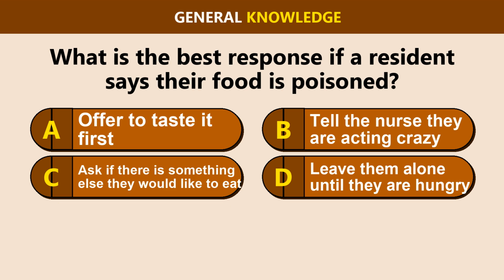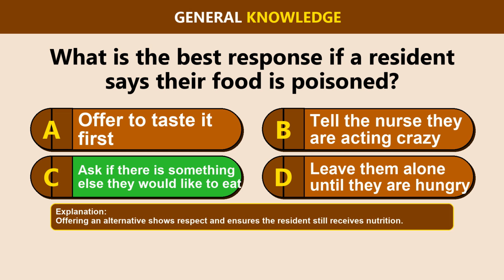Question 9. What is the best response if a resident says their food is poisoned? Option A. Offer to taste it first. Option B. Tell the nurse they are acting crazy. Option C. Ask if there is something else they would like to eat. Option D. Leave them alone until they are hungry. The correct answer is option C. Ask if there is something else they would like to eat. Offering an alternative shows respect and ensures the resident still receives nutrition.